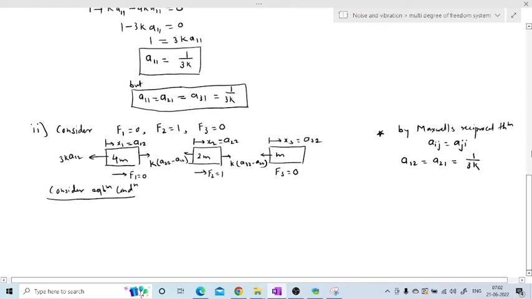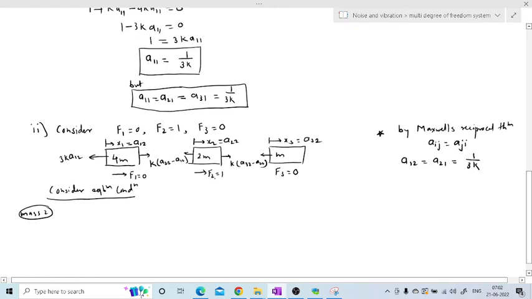Okay, so this A12 is going to come in mass 1. So here I am not going to write the FBD and its equilibrium condition for mass 1. Instead, I will go directly to mass 2. Why am I directly going to mass 2? Because we already know by Maxwell's reciprocal theorem the value of A12. So directly go to the second mass.